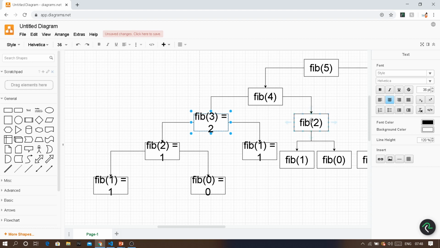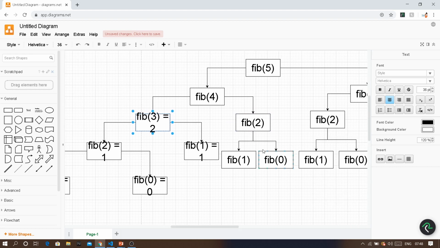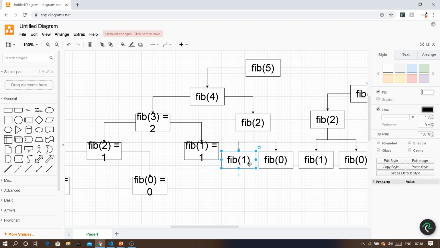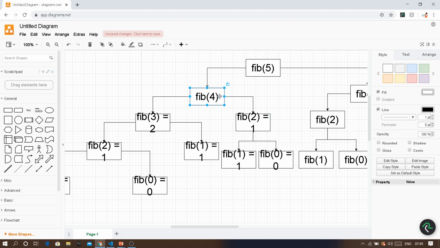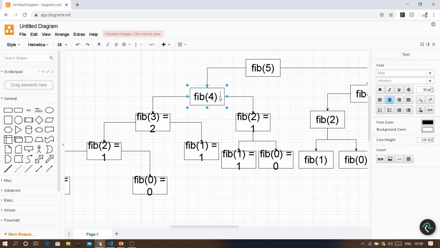Now, coming to the other side of Fibonacci of 2, Fibonacci of 2 is expanded to Fibonacci of 1 and Fibonacci of 0. What is the answer of Fibonacci of 1? Fibonacci of 1 is equal to 1 and Fibonacci of 0 is equal to 0. Adding both of these, we get 1, and that 1 is the answer of Fibonacci of 2. Now adding Fibonacci of 3 and Fibonacci of 2, we will get the answer of Fibonacci of 4. So 2 plus 1 is equal to 3. So Fibonacci of 4 is equal to 3.